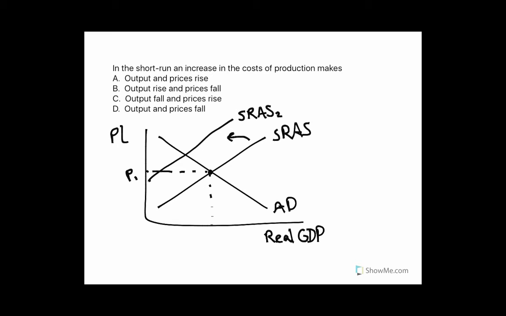So short run aggregate supply shifts to the left, and now we have this new equilibrium. We can see that the price level went up from where it was before, and output went down. So that is choice C. Output falls and prices rise.